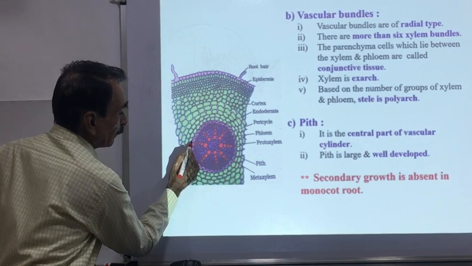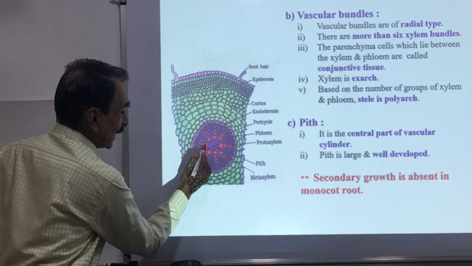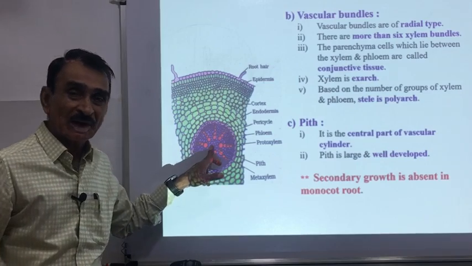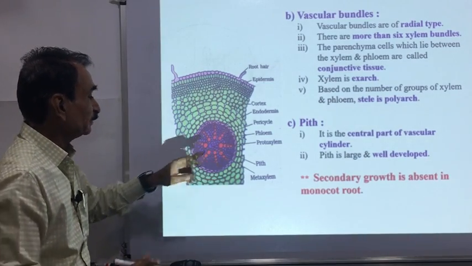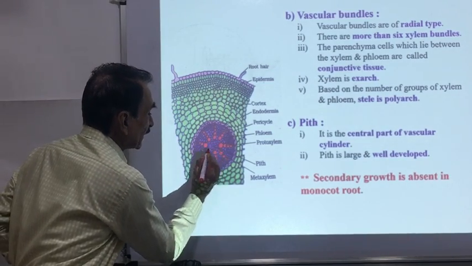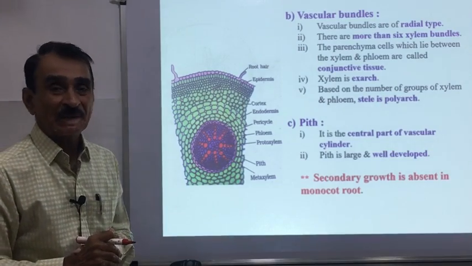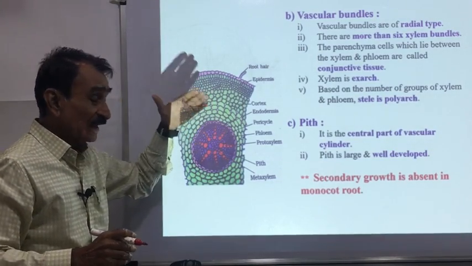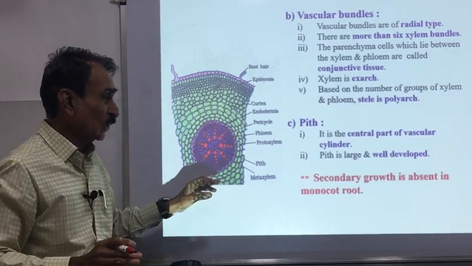Protoxylem element toward the periphery or outer side, metaxylem toward the center. This condition is called exarch xylem. And at the center, there is a pith. Pith is made up of parenchyma cells. This is the anatomy of monocot root.